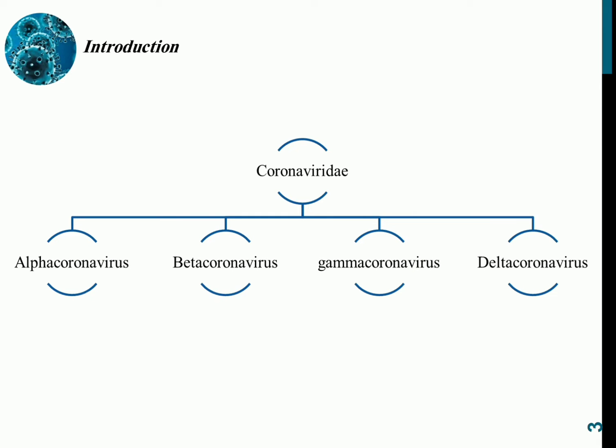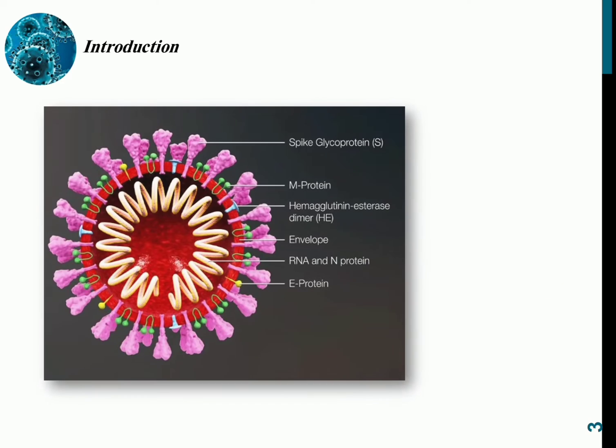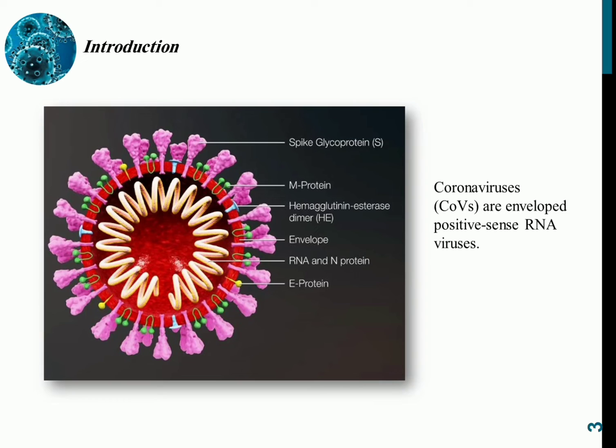Coronaviruses belong to the family Coronaviridae in the order Nidovirales. They can be classified into four genera: alpha coronavirus, beta coronavirus, gamma coronavirus, and delta coronavirus. Among them, alpha and beta coronaviruses infect mammals. The etiological agent of COVID-19 is a new member of the Coronaviridae family that is closely related to severe acute respiratory syndrome coronavirus. Coronavirus consists of spike glycoprotein, M protein, hemagglutinin esterase dimer, envelope, RNA and N protein, and E protein. Coronaviruses are enveloped positive sense RNA viruses.